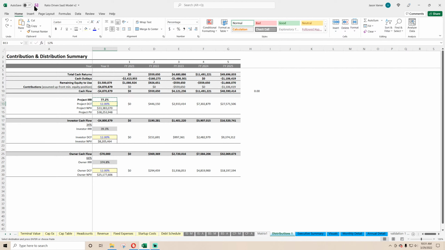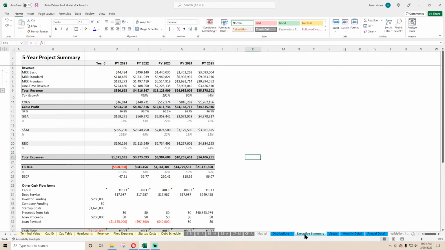So that's the relationship between internal rate of return and discounted cash flow. That's why internal rate of return is such an important metric, because it takes into account timing. All right, that's good.